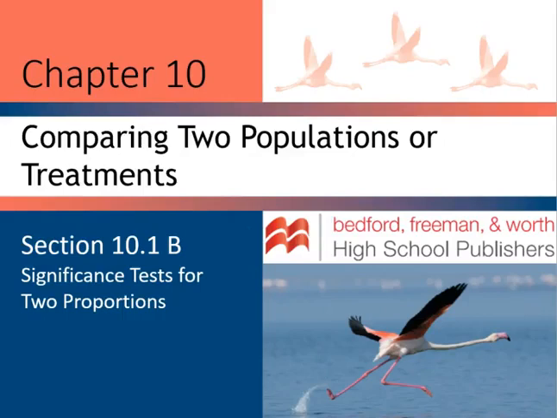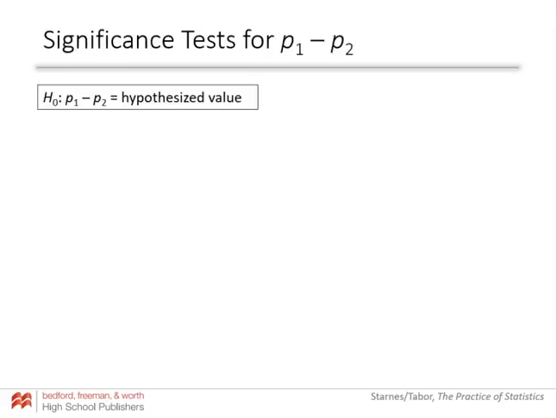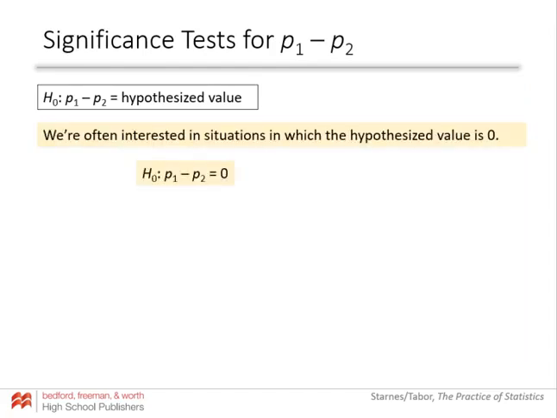Section 10.1b. So we looked last time at the sampling distribution for the difference between two proportions and how to find a confidence interval. This time we're going to look at doing a significance test for a difference between two proportions. A lot of times what we're looking at is the difference between two proportions is equal to some value, and most of the time that value is 0. In other words, we're saying, is there some difference between these two proportions, or are they the same roughly?